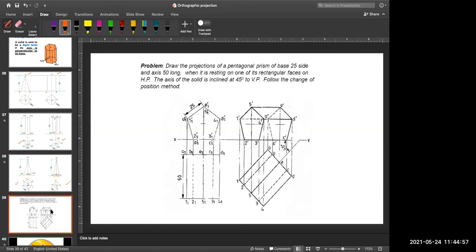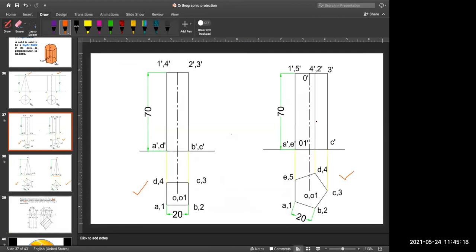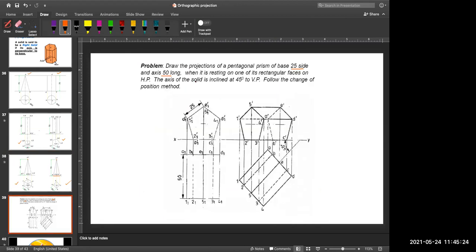And then one drawing we will see, how to draw the projection of a pentagonal prism, of base side 25 and its axis length given as 50 units. See the condition, these are the basic dimensions. With those basic dimensions, you can draw the geometry such that it is resting on a horizontal plane. That we will discuss right now. But here you need to pay attention.